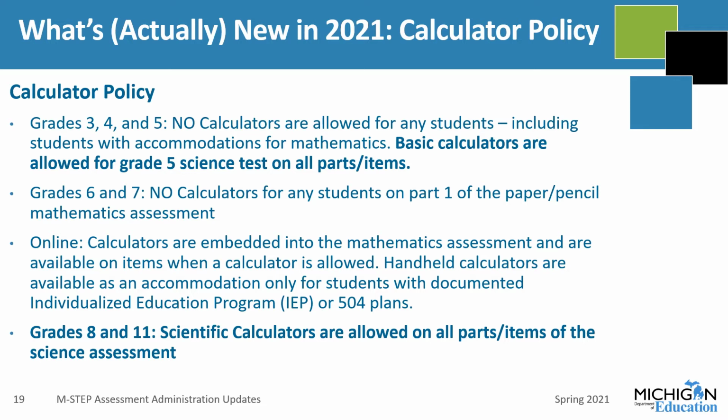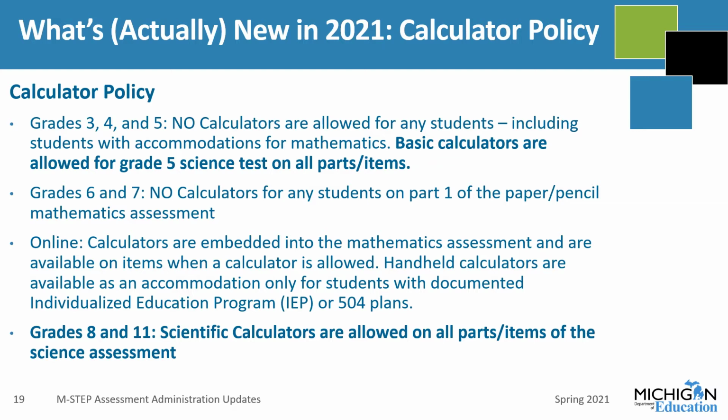Here are a couple of updates that actually are new for the Spring 2021 administration. For the calculator policy, there's been no change for mathematics at all. Grades 3, 4, and 5 cannot use a calculator, even as an accommodation, because it changes the construct of the test. And in grades 6 and 7, calculators are not allowed for anyone on Part 1 of the paper-pencil assessment. For students in grades 6 and 7 testing online, the calculators are embedded into the assessment on items for which they are available, and handheld calculators are only allowed as an accommodation.